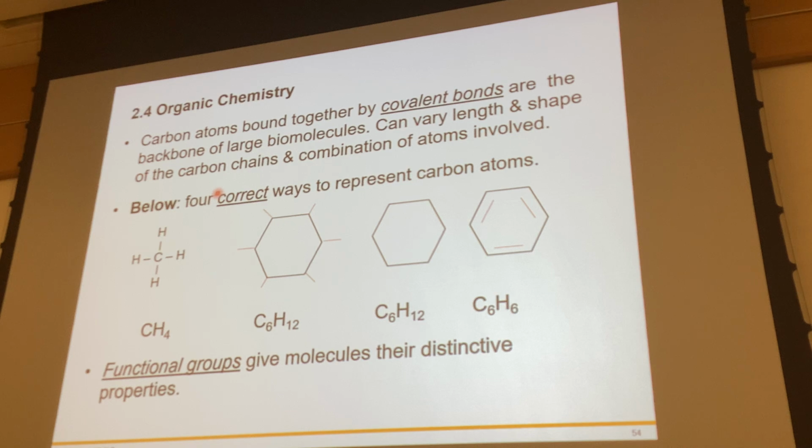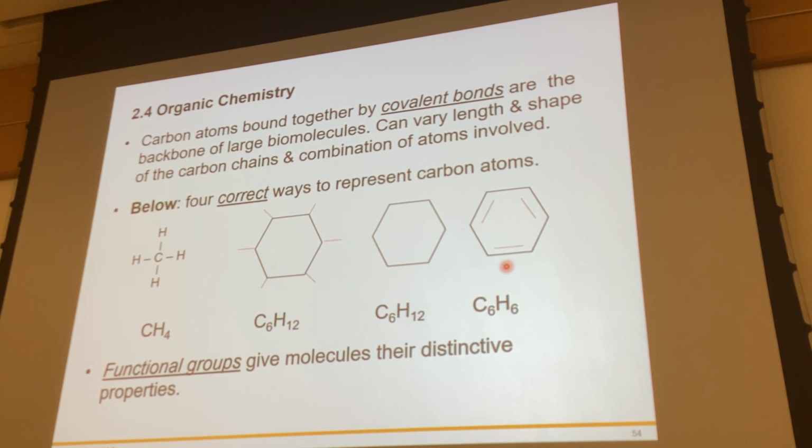Have I ever drawn any of these compounds? Yes. You should remember that whenever there's an intersection between two lines, you're assuming that that's carbon. If the intersection between two lines has things hanging out there, you're assuming those are hydrogens. So this one right here that I'm pointing to is C6H12. This is CH4, that's easy. And then on the right, this is C6H6.